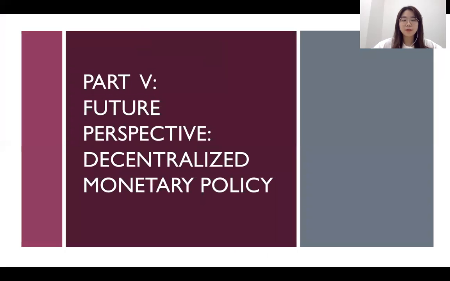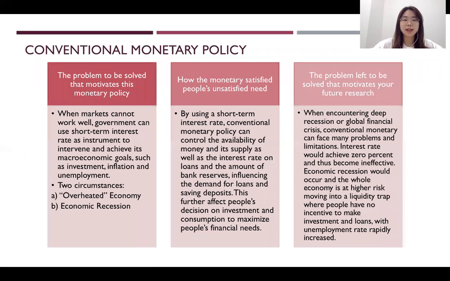So this is part 5, Future Perspective, Decentralized Monetary Policy. The first monetary policy I want to focus on is conventional monetary policy. The motivation of this policy is that when market cannot work well, government can use short-run interest rate as an instrument to intervene and achieve its macroeconomic goals, such as investment, inflation, and unemployment.